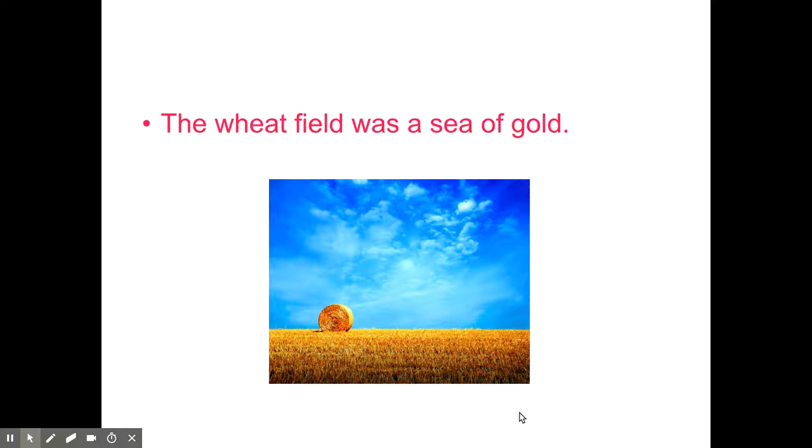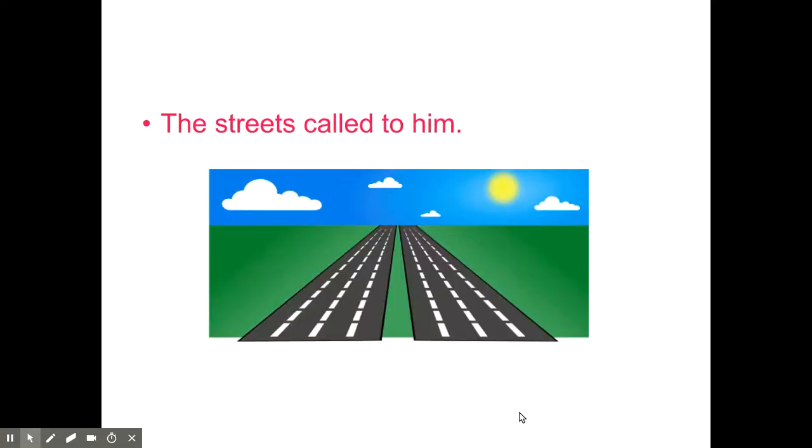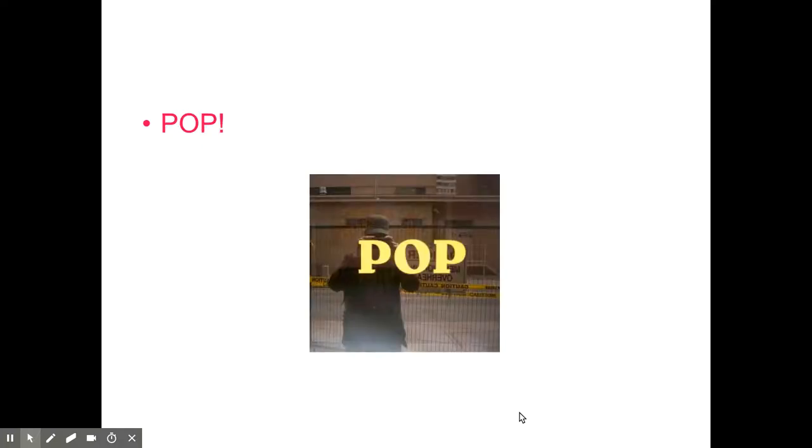The wheat field was a sea of gold. Gosh, that's pretty. That is a beautiful picture. Love hay bales and hay fields. If the wheat field is being compared to a sea of gold, I don't see the words as, I don't see the word like. It must be a metaphor. The streets called to him. Streets cannot talk. Streets cannot call. It must be personification.